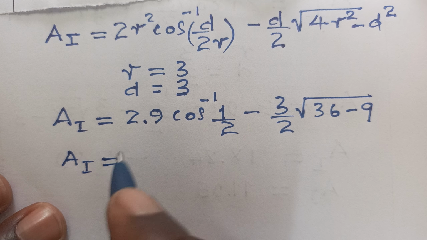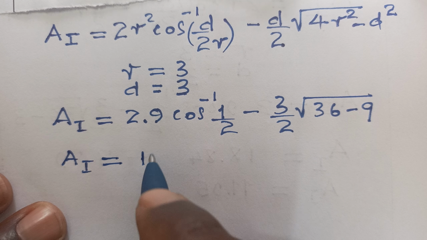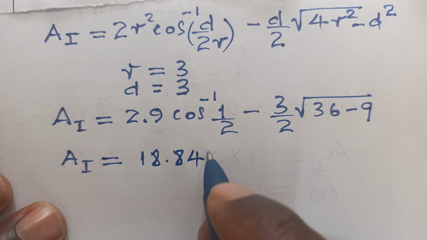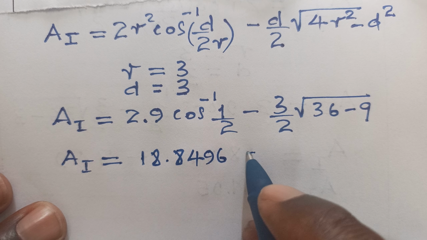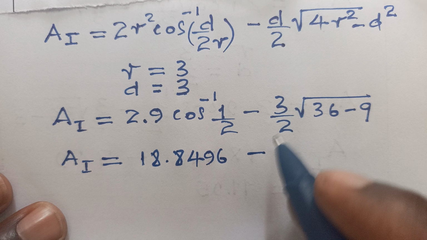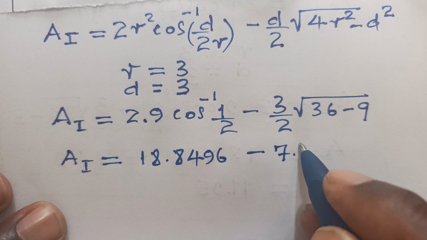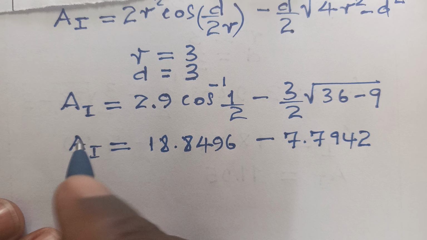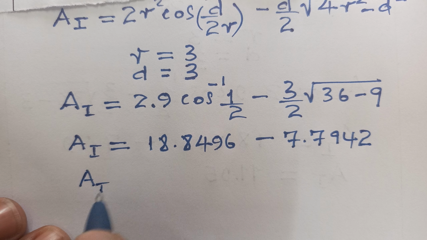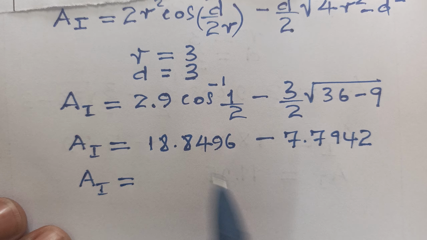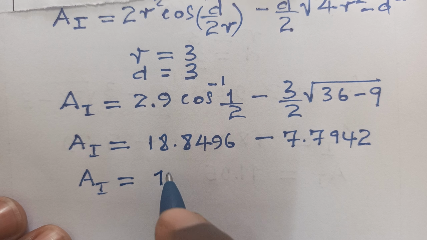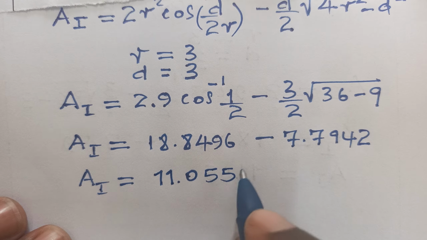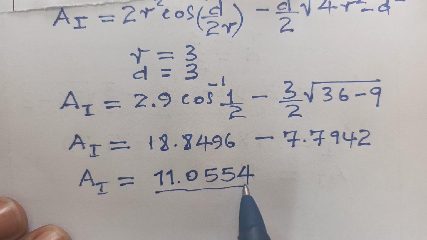When we do that, this first figure comes to 18.496 from the calculator. Now minus this other one, which comes to 7.7942. And so therefore, guys, our value of the intersection, you subtract that, comes to 11.0554. So guys, we have that.